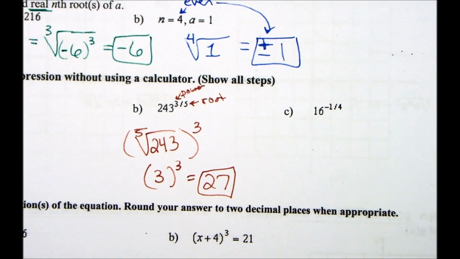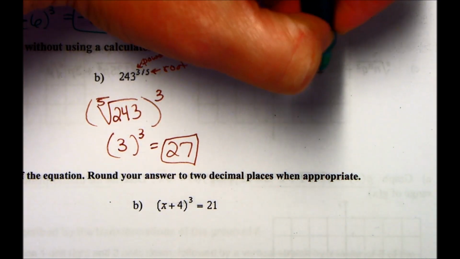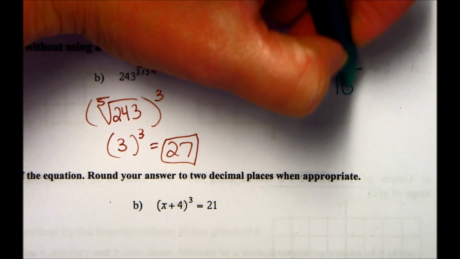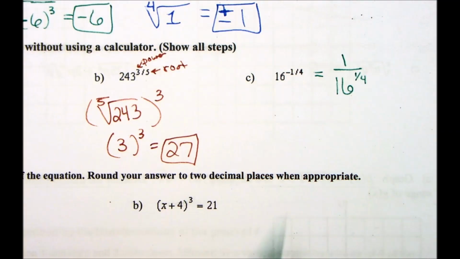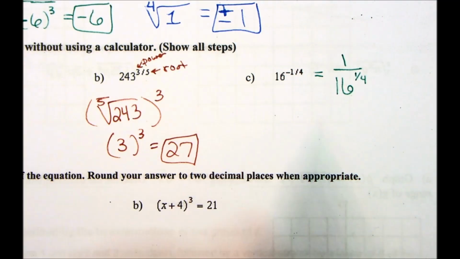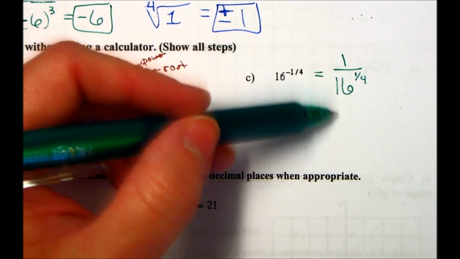Okay, and then one more practice problem here. We have a negative exponent. So when you have a negative exponent, what you would probably want to do first is make it 1 over 16 to the 1/4 power, so that the negative exponent becomes positive. So when you have a negative exponent, it does not mean a negative number. It just means you're going to put it as a fraction over 1.